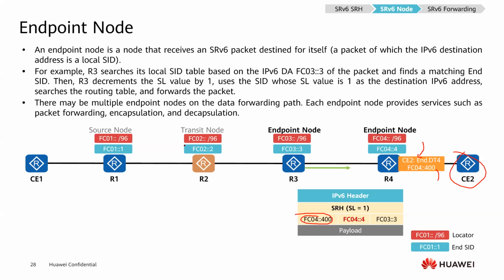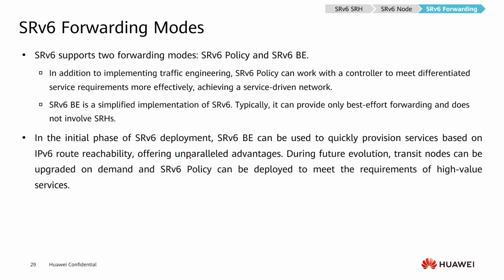Okay, so let's continue. For SRv6, how to do the forwarding? There will be two forwarding modes for SRv6. First, we can use SRv6 policy. For SRv6 policy, we can manipulate the forwarding path. We can plan the forwarding path.